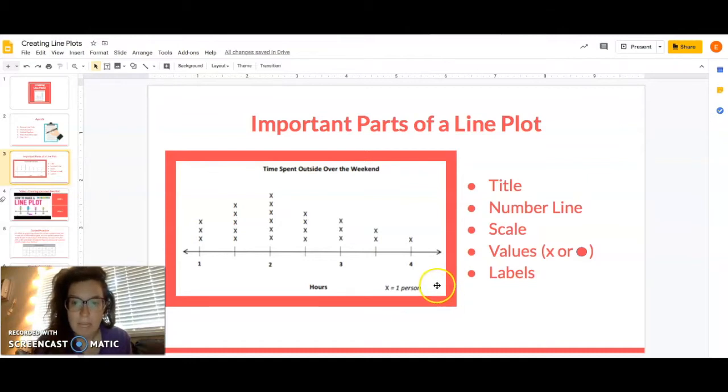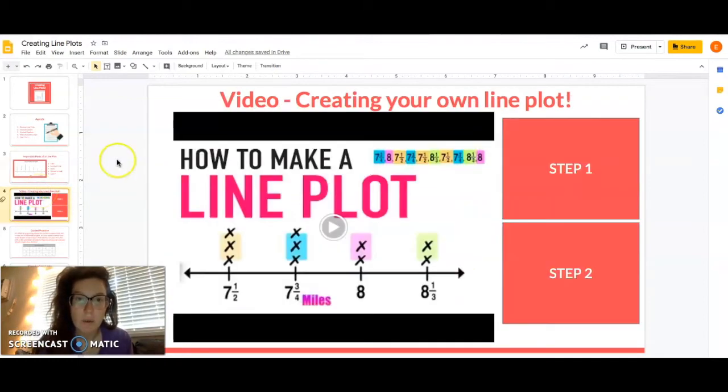And the last really important part of the line plot is the labels, right? So you just saw me look at this label down here to tell me what each X represented, and this label down here, which tells me that the numbers on the scale are all in hours. If I didn't know that, I might think they were in inches or centimeters, who knows? All right, now we're going to watch a short video together. I might pause again to explain some things throughout the video, and this will show us how to create our own line plot.